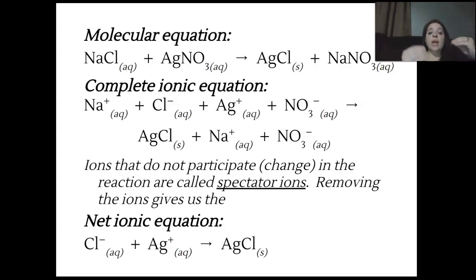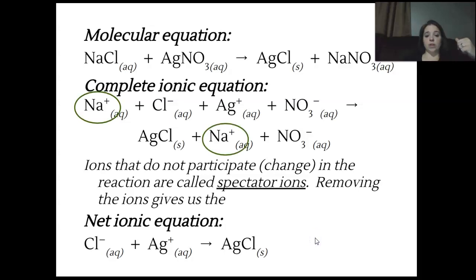So what we can do is we can remove all those spectators, all the ones that are the same on both the reactant and the product side. So we pull those out and get rid of those spectators, the non-participating, and we're left with a net ionic equation. That means what doesn't change on this side and what doesn't change on this side, I pull out and I get chloride minus ion plus silver plus ion gives you silver chloride, solid.